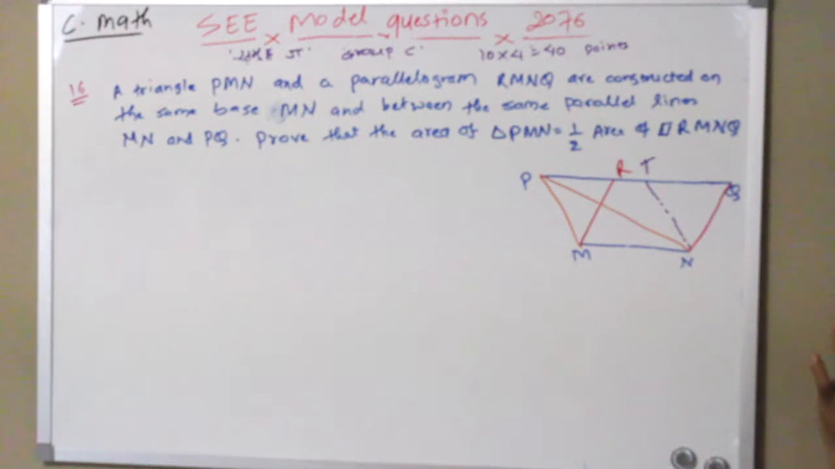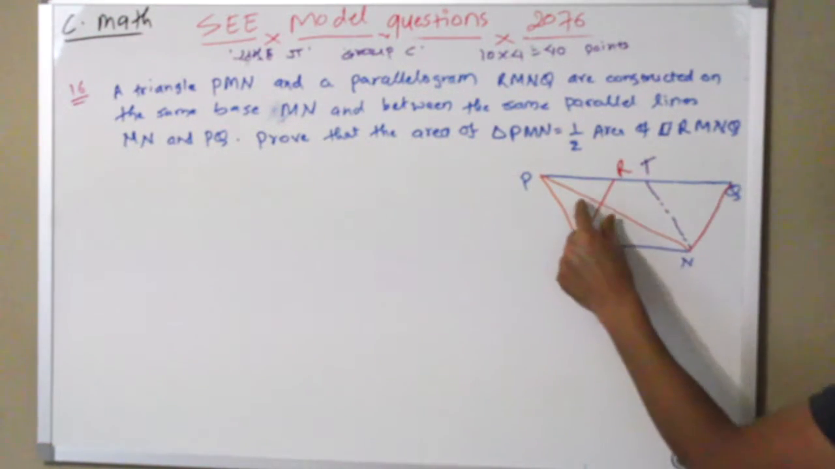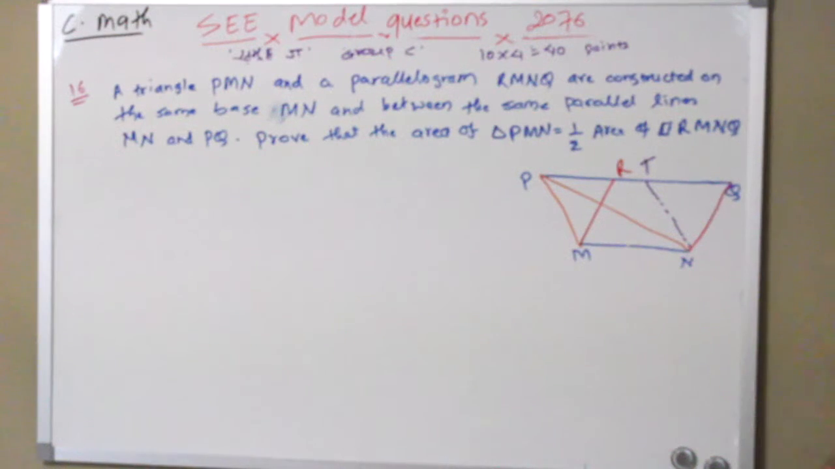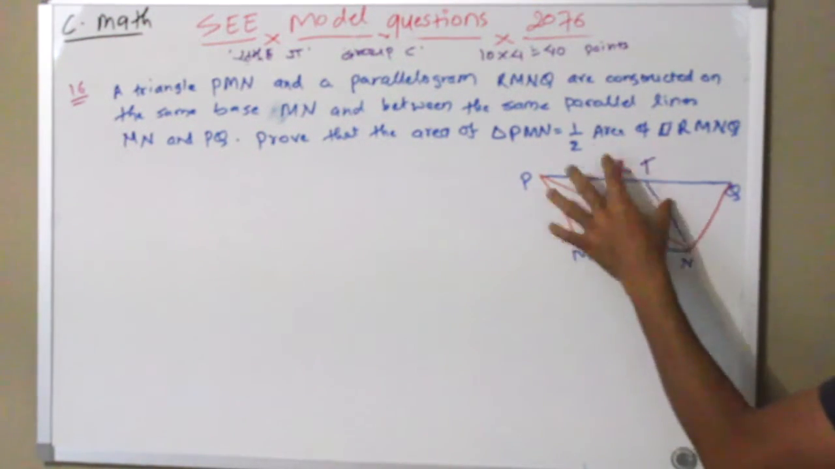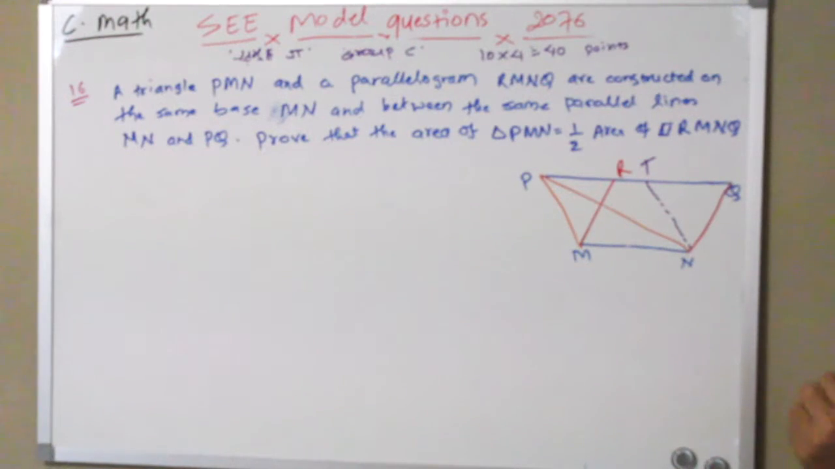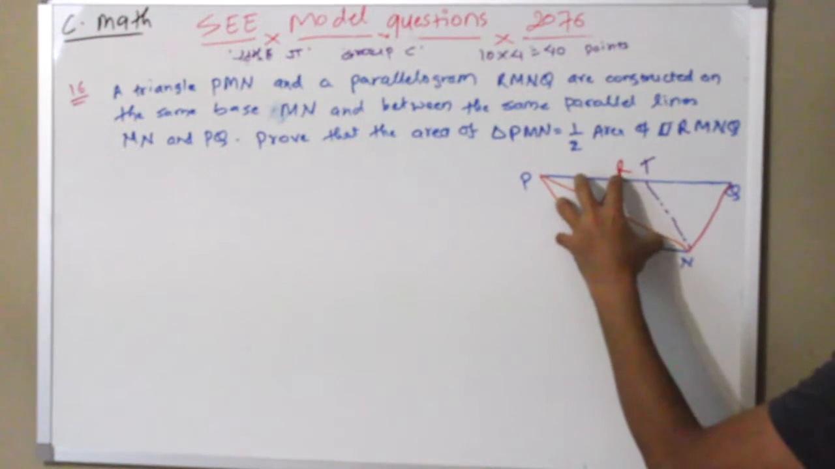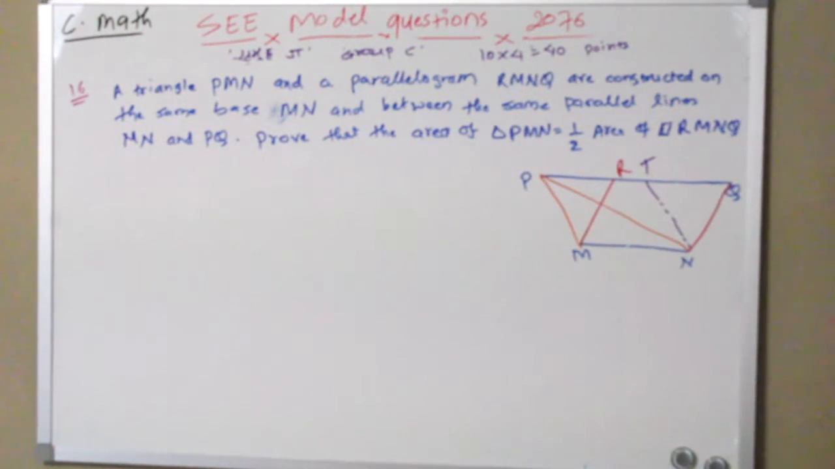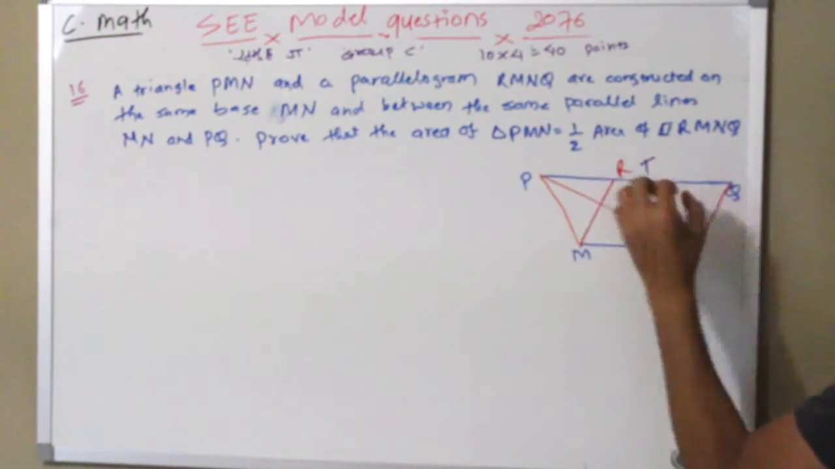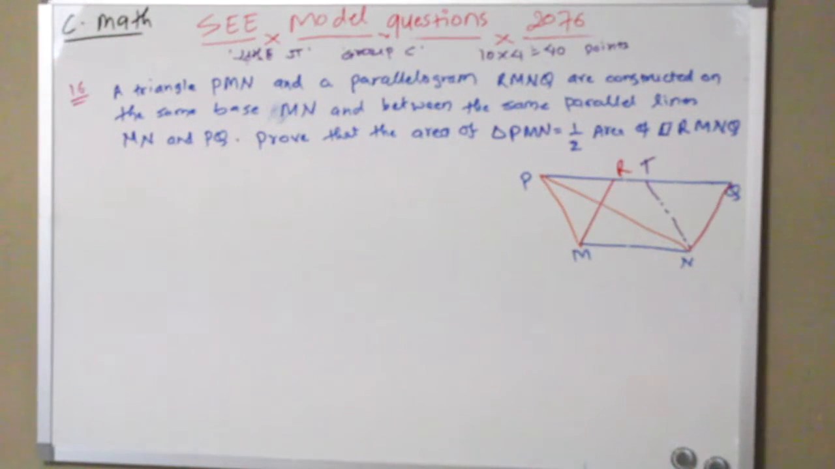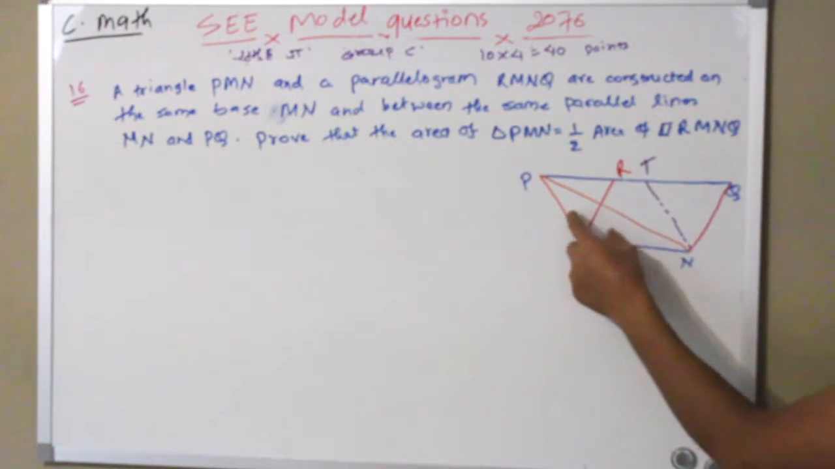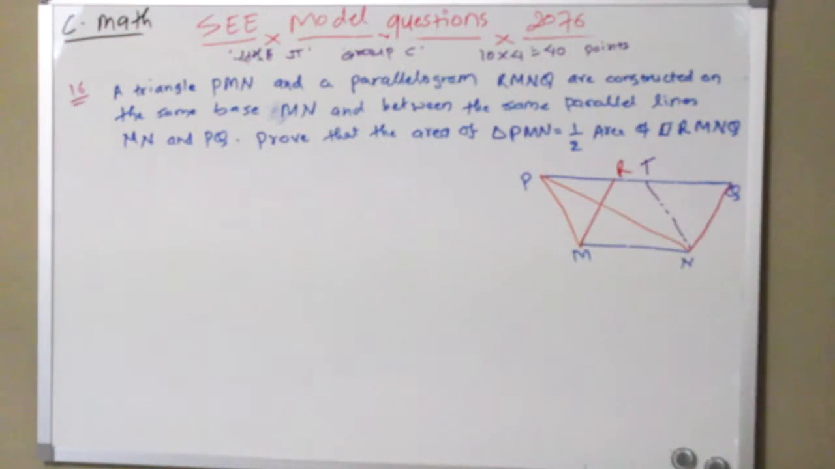Now can you see this? PN is a diagonal. A diagonal divides the parallelogram into two equal parts. So this and this part are equal, and this plus this equals the area of the whole parallelogram. Directly you can see the area of this triangle is half of the area of this parallelogram, right? Because the diagonal divides it into two equal parts, this is half of the whole thing. That's done. But we have to show the area of this triangle is half of RMNQ.